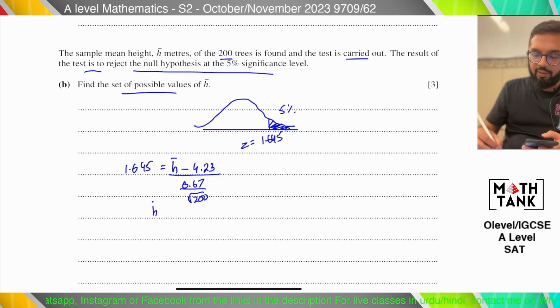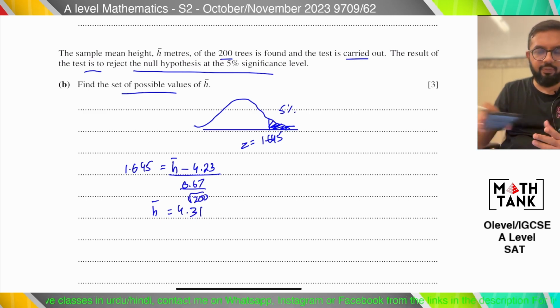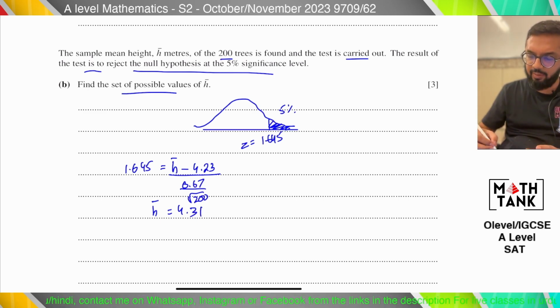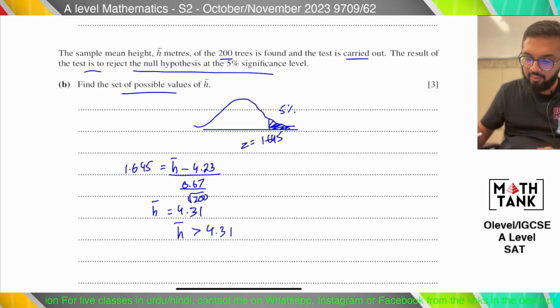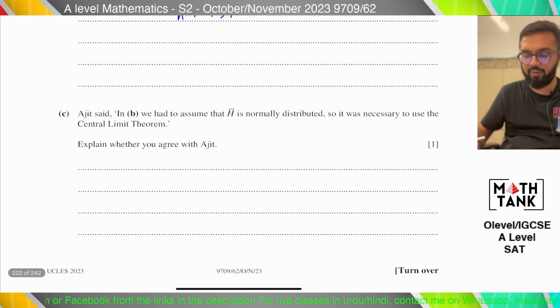I'm getting h bar as 4.307, 308. I would rather write 4.31. So what are the set of possible values of x, z? H bar is greater than 4.31 for rejecting the null hypothesis. Greater than or equal to 4.31 or greater than 4.31 is both the same thing.